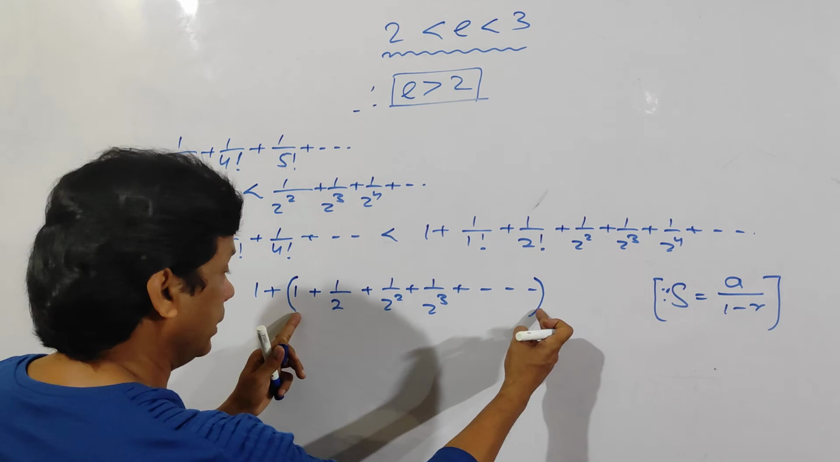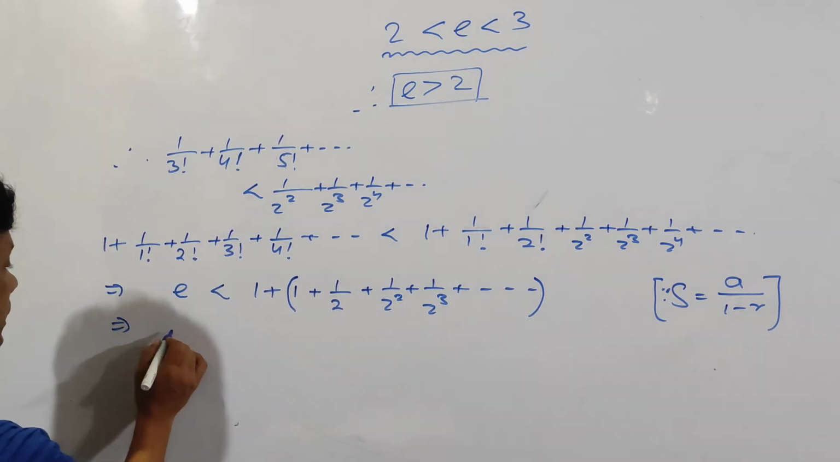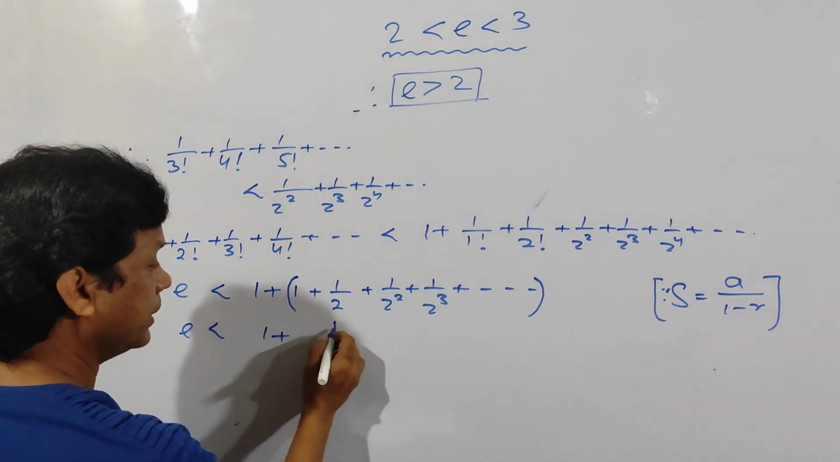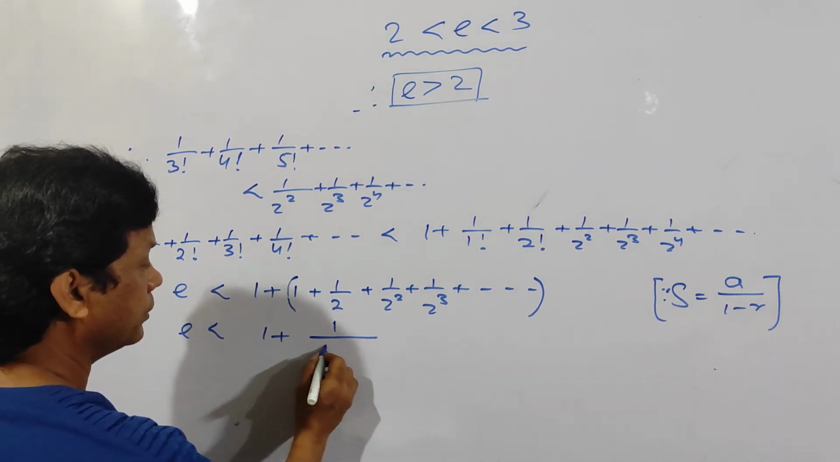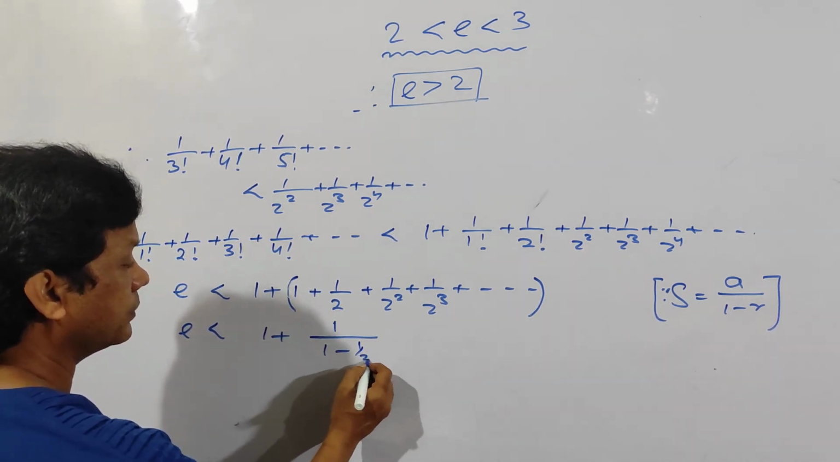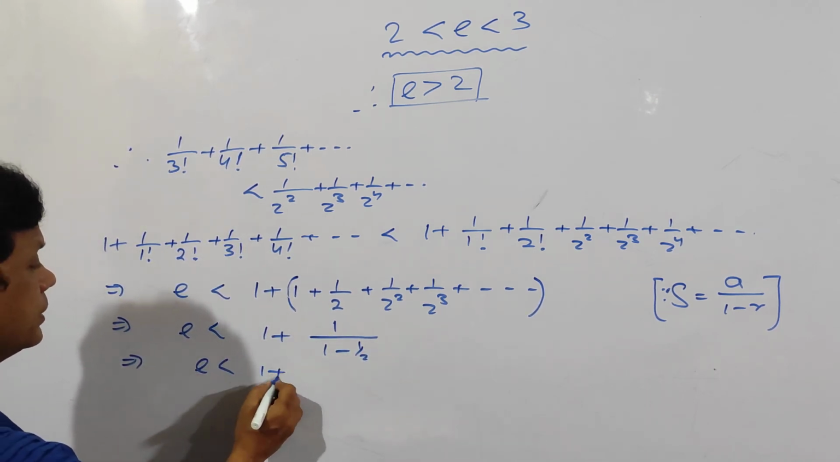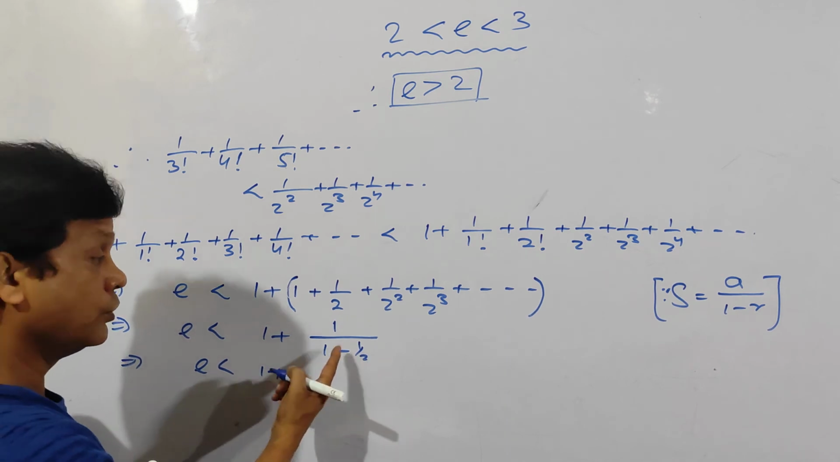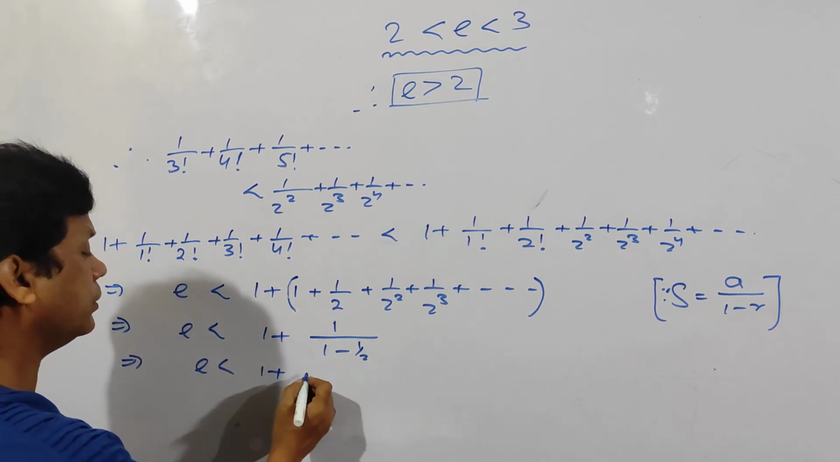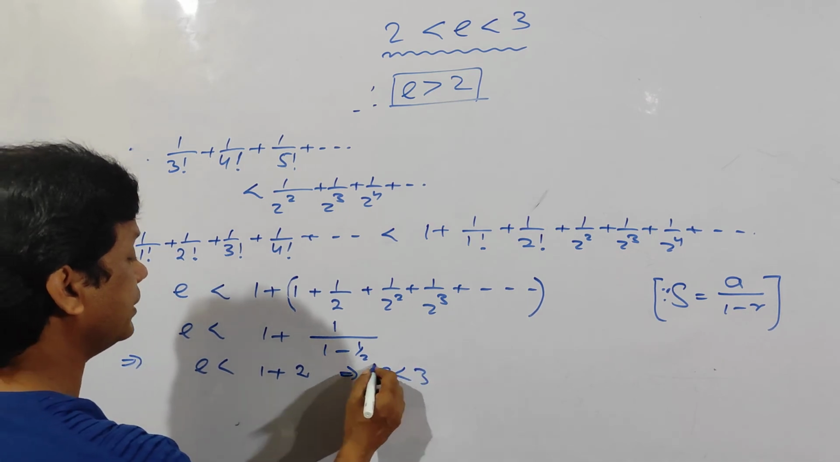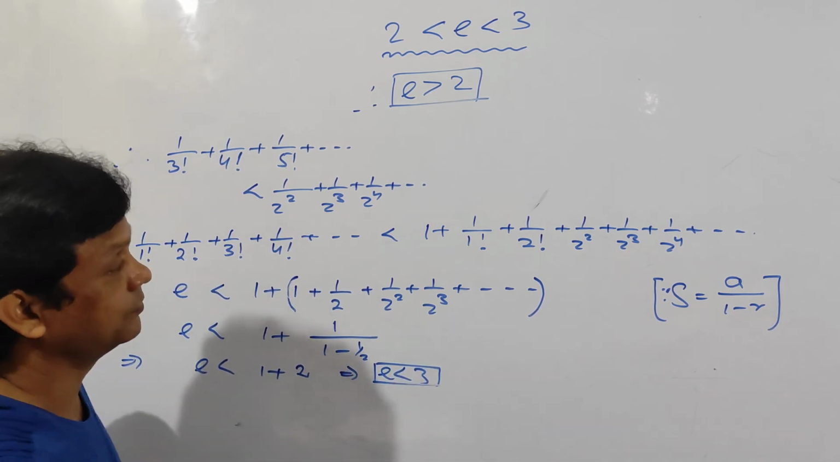So what is the value of this one? E is less than 1 plus, apply that formula, A is 1, the first term is 1, divided by 1 minus R, R is half. Clear? So it implies E is less than 1 plus 1 minus half is half. So 2 will go to the numerator. Clear? It implies E is less than 3. That's it. We have done it.